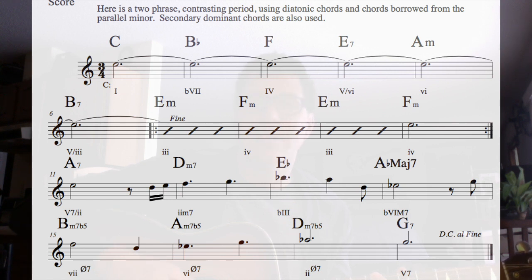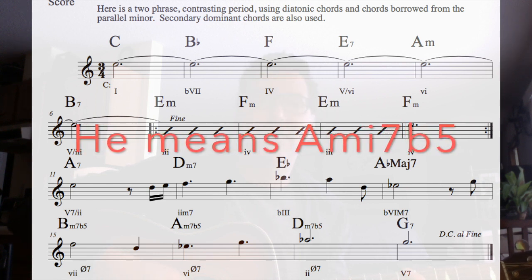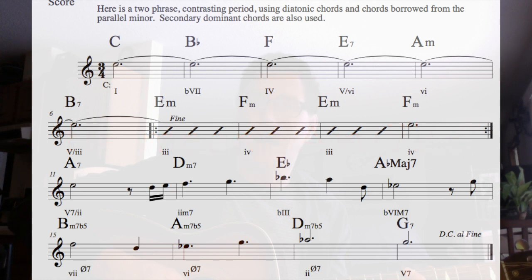It's the 7 chord in C major. It's also the 7 chord in C melodic minor. And then A minor 7, that's just the 6 chord in melodic minor. So I'm borrowing the 7th chord from melodic minor. And then the D minor 7 flat 5 is the 2 chord in C natural minor or harmonic minor.